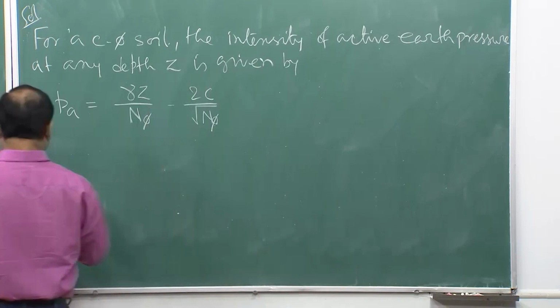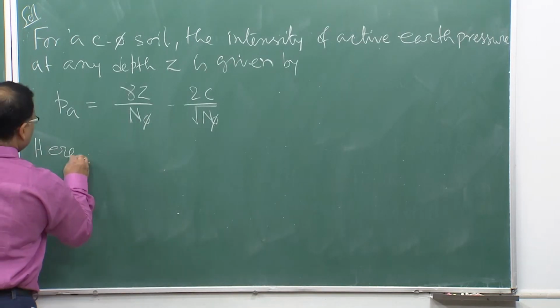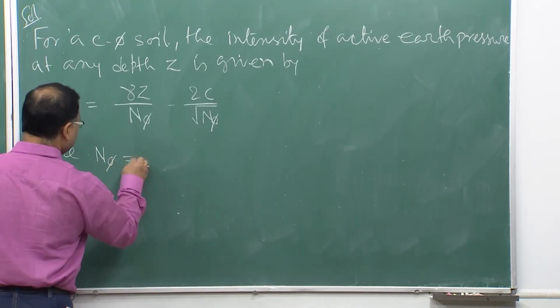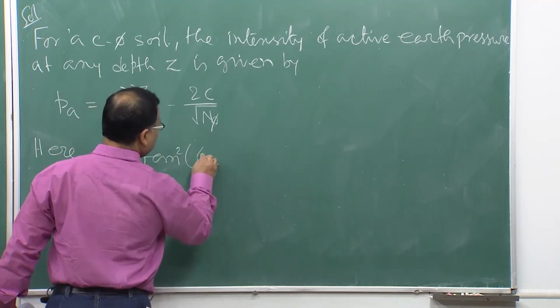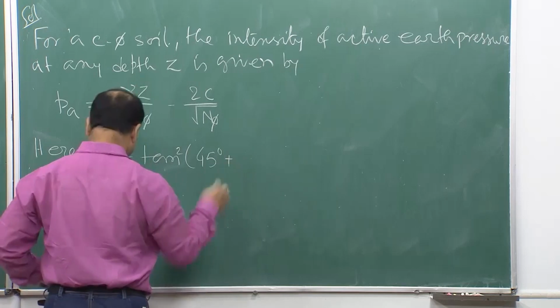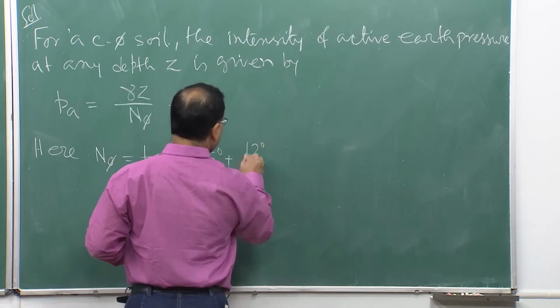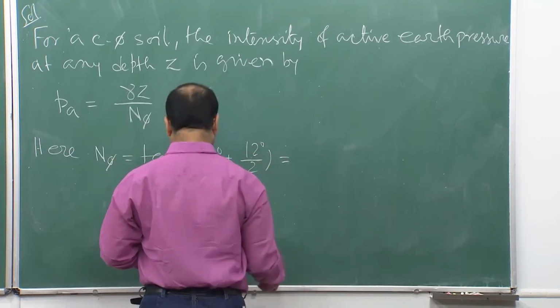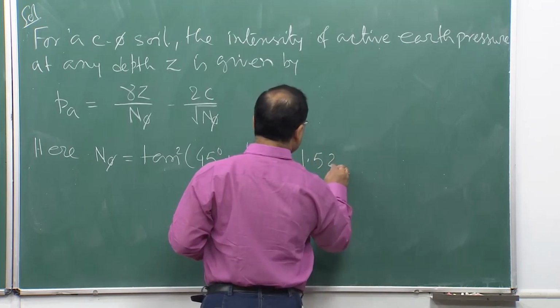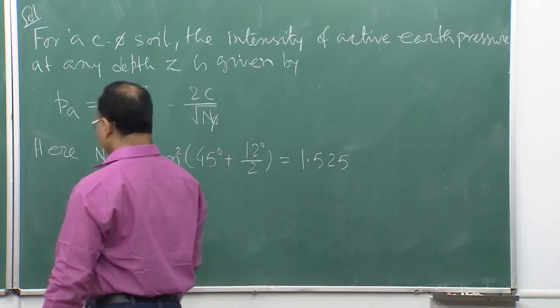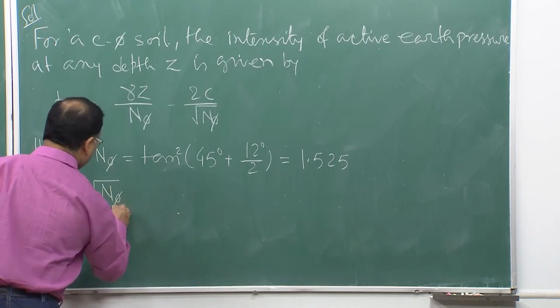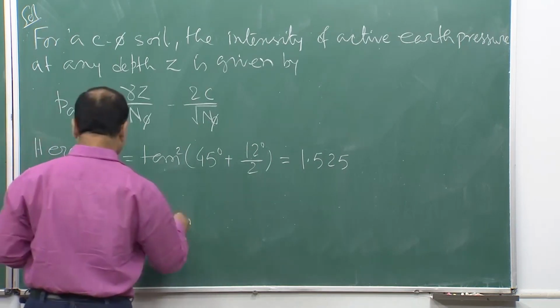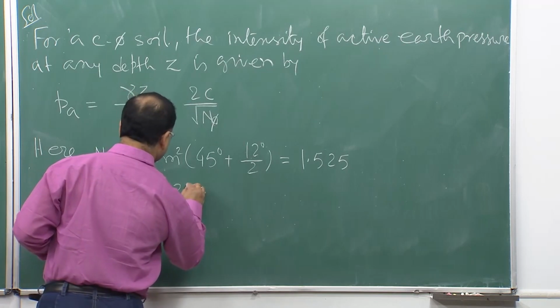Now, here your N phi is nothing but tan square of 45 degree plus phi by 2, which comes as 1.525, and for our ready reference, root over N phi is 1.235.